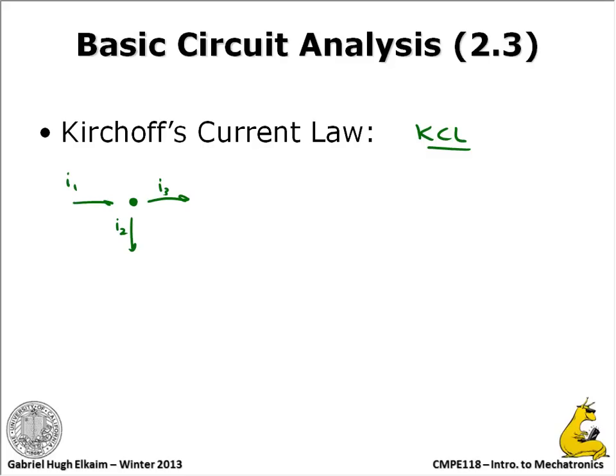So basically, the summation of all of the currents going into a node has to equal zero, which is to say you cannot accumulate electrons within a node.